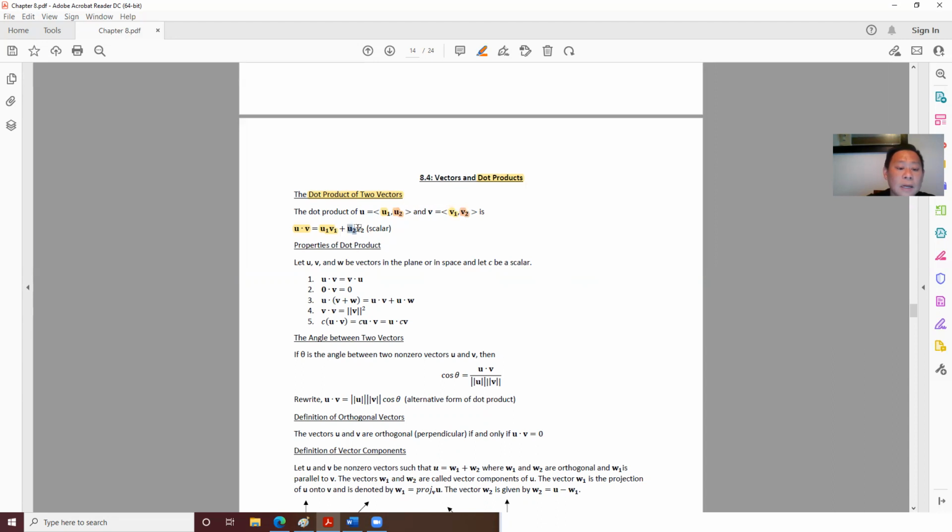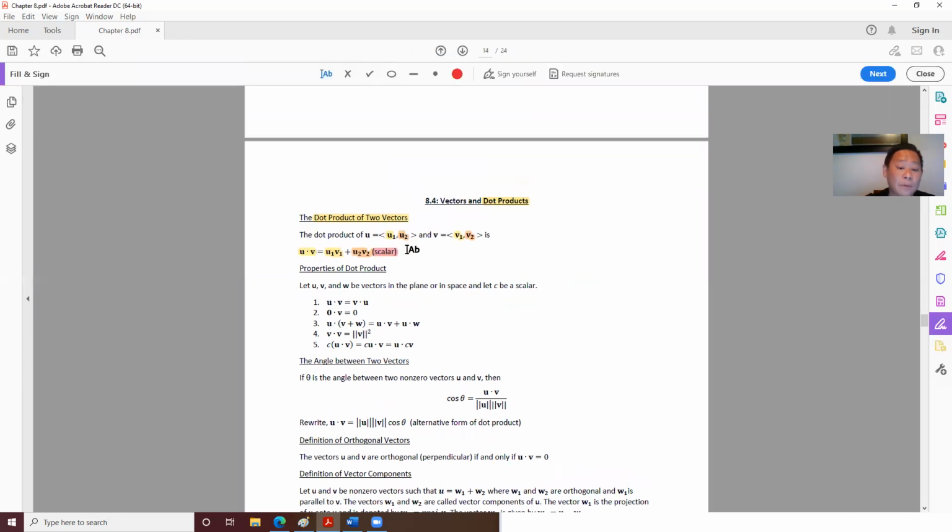Okay, so this is the dot product. You add them up. When you add them up, you will get yourself a scalar. What is a scalar? A scalar means it's a number. Okay, you get yourself a number.